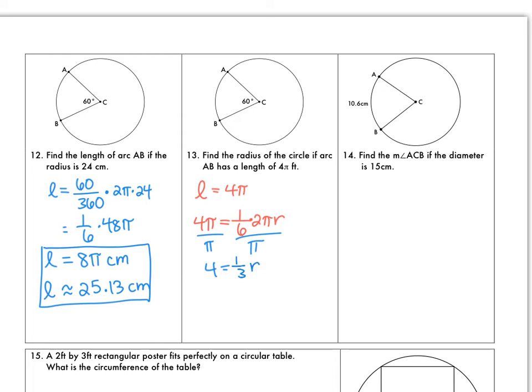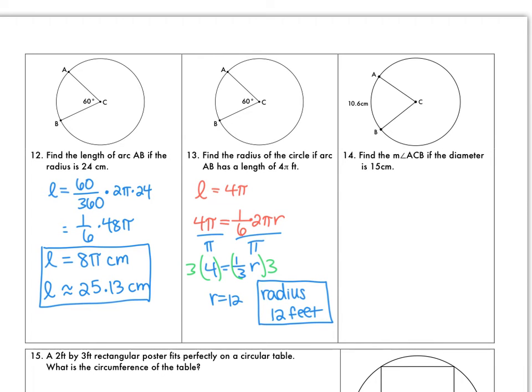And then we just solve from there. So to get rid of the 1/3, I can either divide by 1/3 or multiply by 3, which is way easier. So r is equal to 12. So that means our radius, and we have to have a label here, is 12 feet. So the radius of a circle that has 1/6 of it with an arc length of 4 pi will be 12 feet.